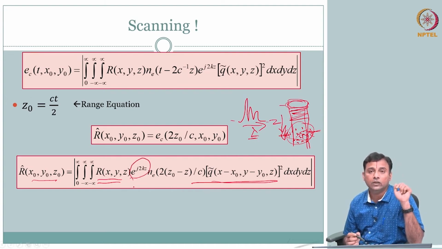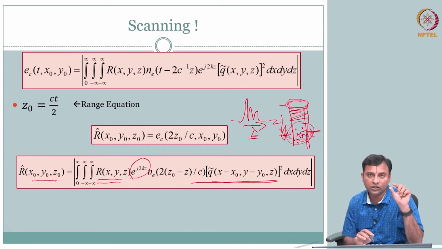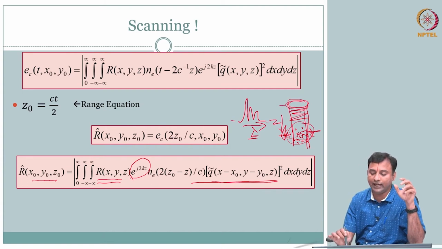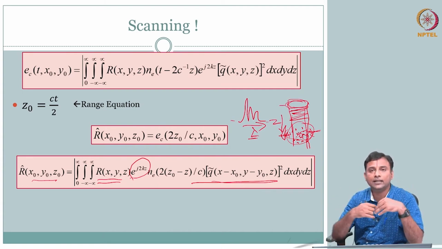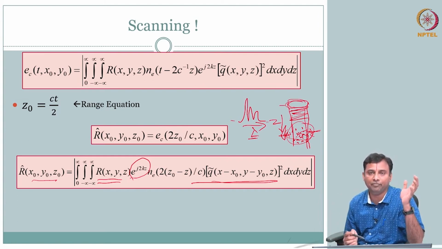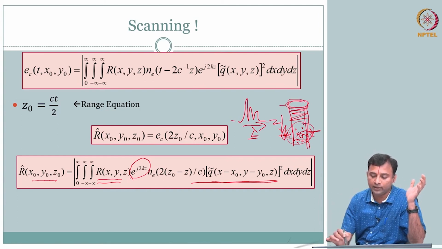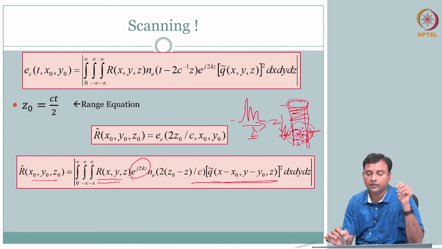What is that? Again, this is e to the power j k z, where k is your wave number and z is the distance over which this pulse travels. You can notice that each of these scatterers is going to send out a spherical wave. So what you are going to get is the sum total of all the spherical waves coming from the multiple scatterers within a resolution volume.